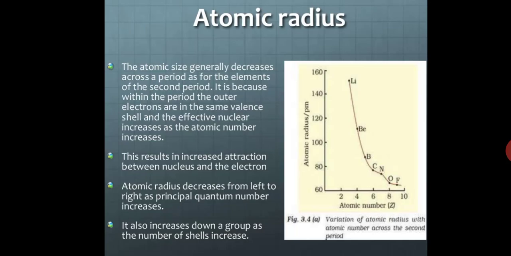Because the outermost shell is fully filled. When the outermost shell is fully filled, the electrons repel one another. When they repel one another, then what happens? The atomic size slightly increases.